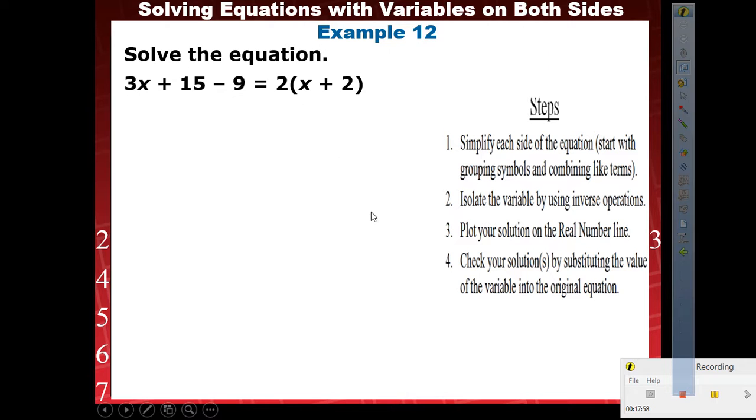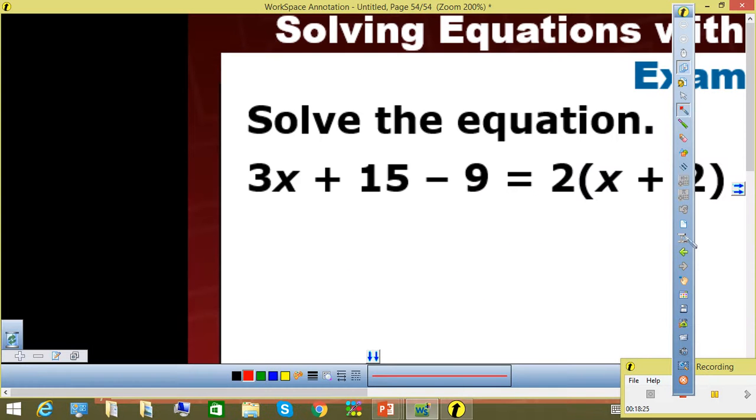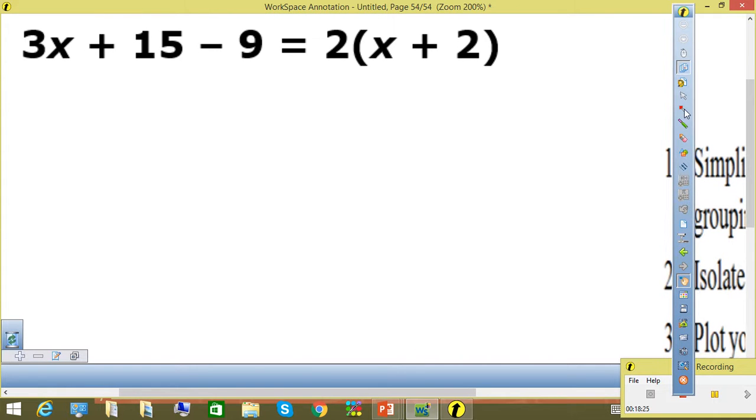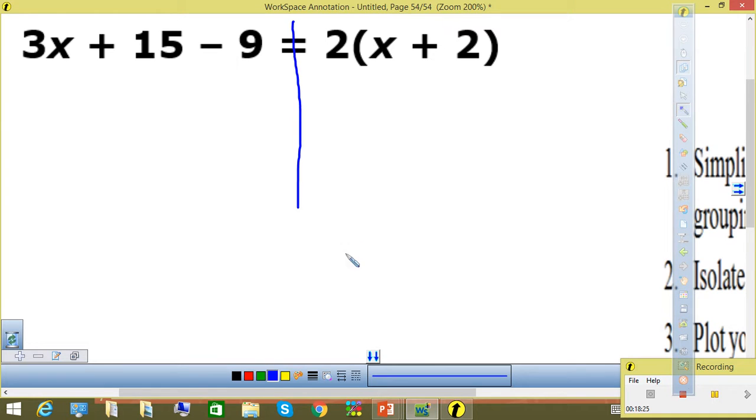Okay, let's kick it up a notch. Yes? Copy this one. 3x plus 15 minus 9 equals 2 parentheses x plus 2. Those parentheses. I'll give you a head start to see what you can do there. Start simplifying each side and then go. Copy that and solve. Okay, here we go.